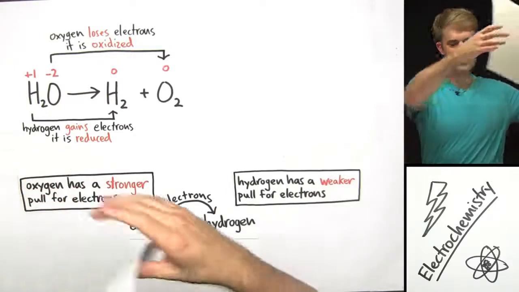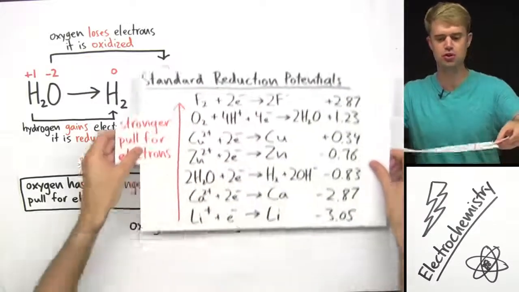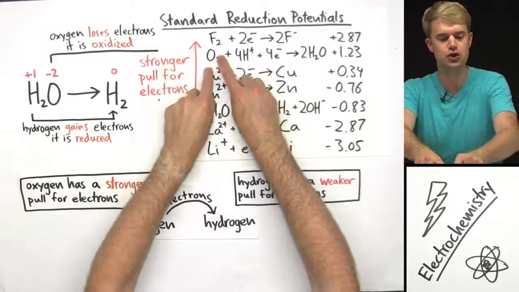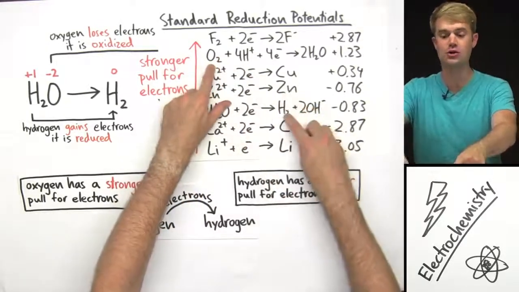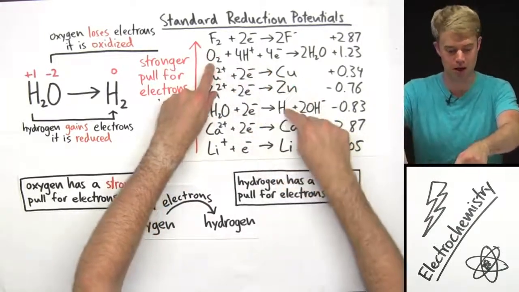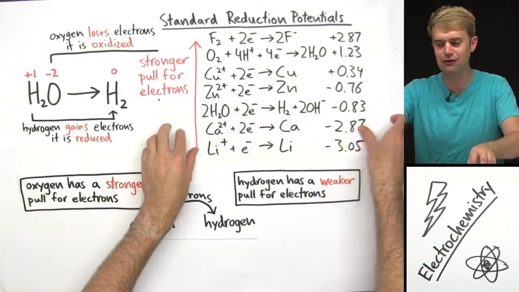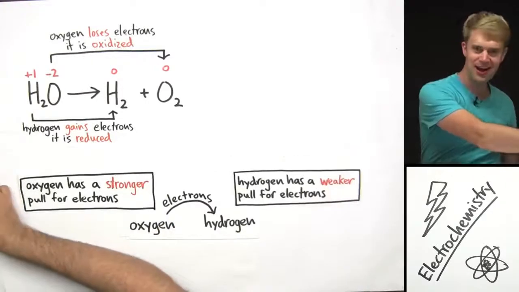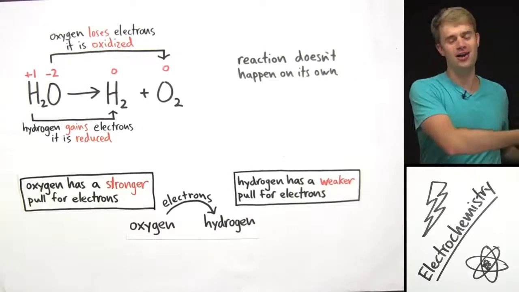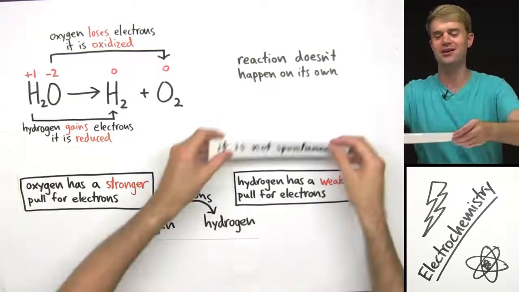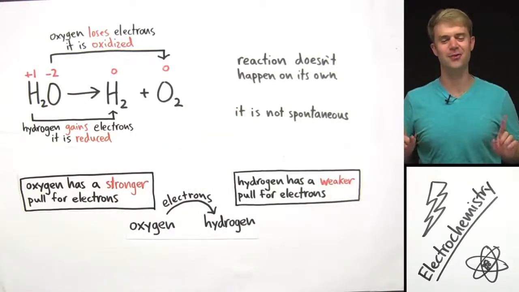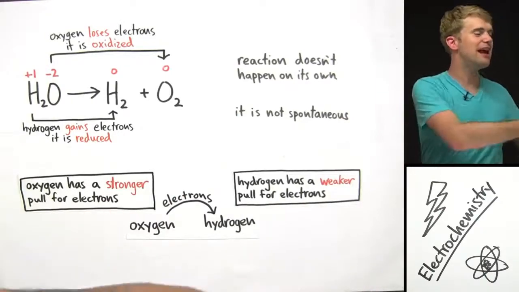And we can look again at this list of standard reduction potentials just to see who's stronger and who's weaker. Oxygen is up here. The further up you are, the stronger pull you have for electrons. Hydrogen is all the way down here, so you can see that oxygen really wants to take electrons from hydrogen. But instead, we're asking oxygen to give electrons to hydrogen. So based on that information, this is a reaction that doesn't happen on its own because oxygen doesn't want to give up these electrons. So we can say that it is not spontaneous. It's not going to happen on its own. We're going to have to use electricity to make it happen.